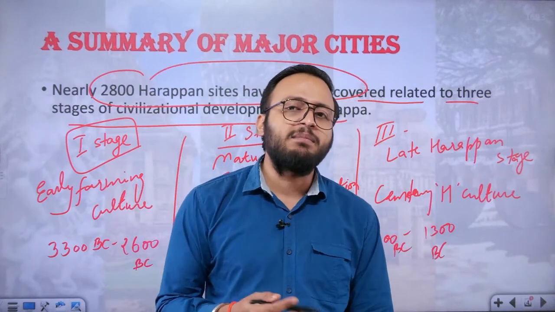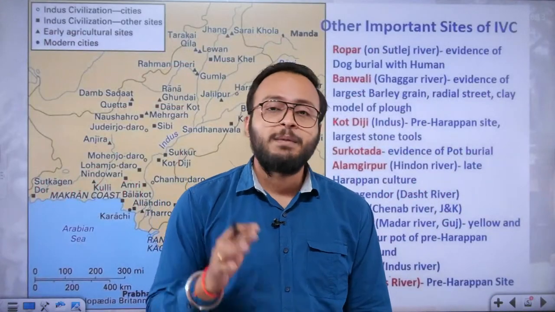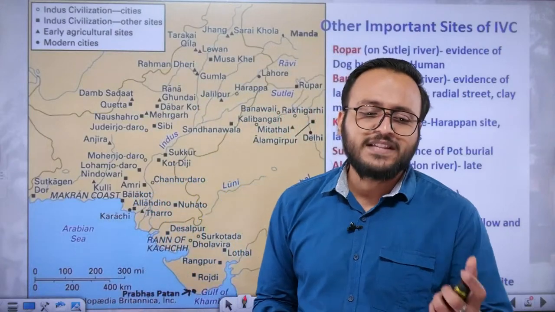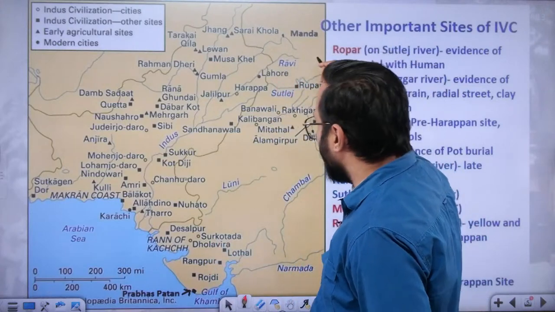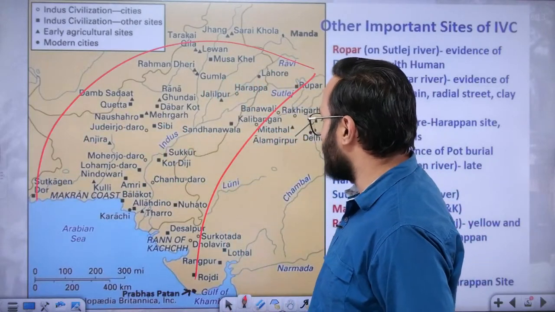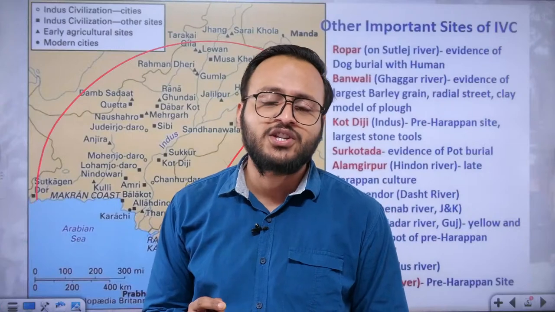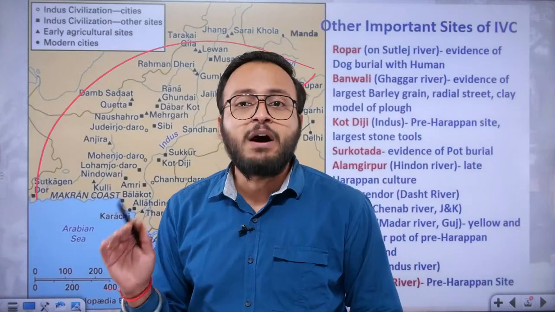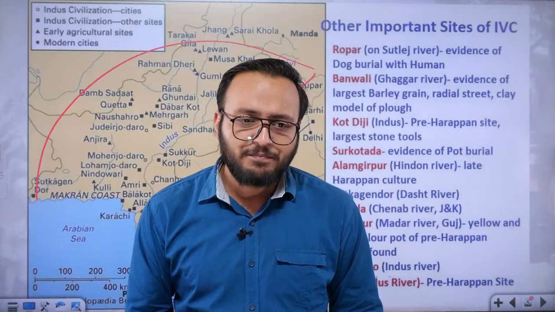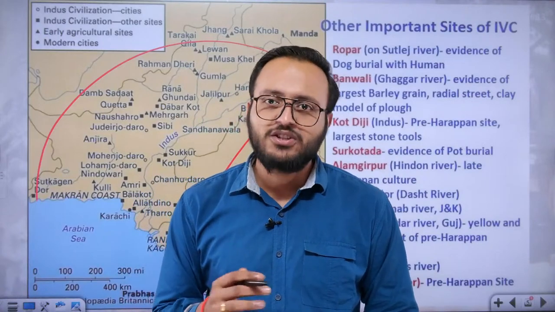Now we will try to understand the different sites and locations which might have similar features. But before that, we need to know about the major sites of the Harappan civilization. As we are aware, the Harappan civilization was vastly located in the entire northwestern part of our subcontinent. This makes it the largest Bronze Age civilization found across the world. Neither the Mesopotamian civilization nor the Egyptian civilization had such an extensive area under its civilizational extent.